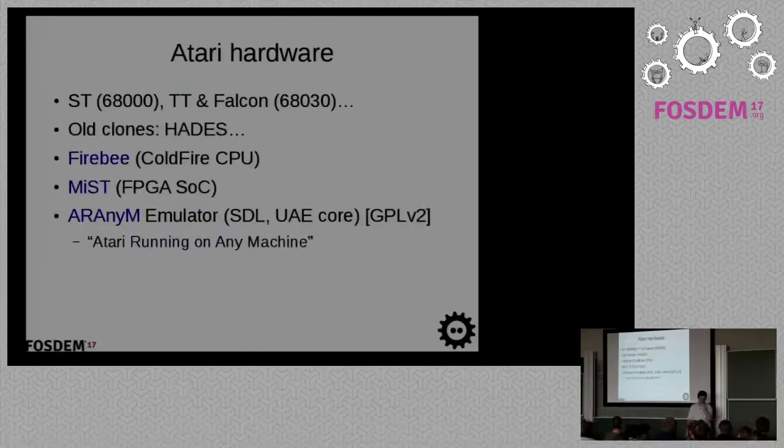The Atari hardware, which, well, was quite nice. The Falcon had a full 030 CPU, so you had an MMU you could run. There is also a 060 accelerator for the Falcon. Yeah, right, exactly. I didn't mention that. And some clones, and there's a new hardware called the Firebee, which has a ColdFire CPU. So it's really nice. It's a small box, and an FPGA emulation, and there's ARAnyM, which you can run on your PC, which emulates kind of a clone, an 040 clone.